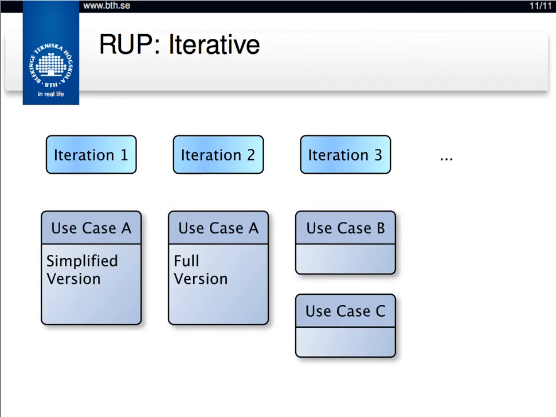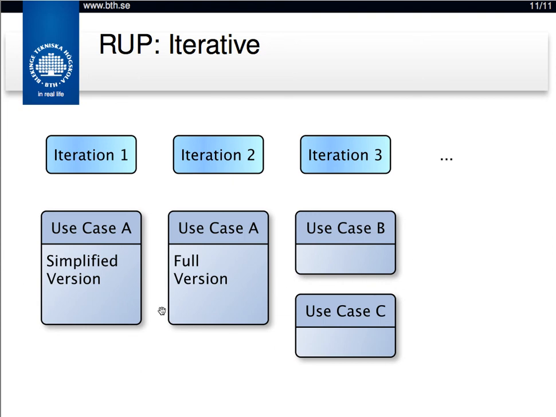And since the unified process is iterative, we start with a simplified version of a use case. We don't have to go through all the details. We make a fairly terse short form of the use case, and we implement a simplified version of that. For the next iteration, we implement perhaps a full version of this use case, and then we build up with more and more use cases.